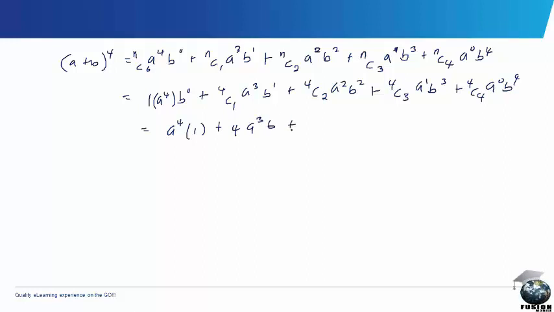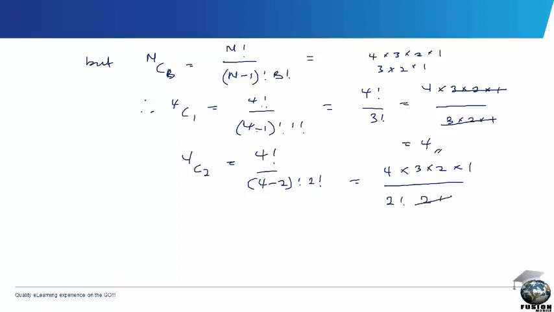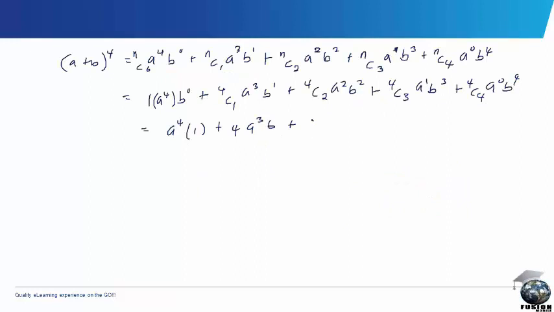Okay, so go back and do 4 combination 2. In combination 2 you have 4 factorial all over 4 minus 2 factorial and 2 factorial, and this gives us 4 times 3 times 2 times 1 all over 2 factorial, 2 factorial. 2 factorial can cancel from this point, and then you have 4 times 3 is 12 over 2. Okay, 12 divided by 2 gives us 6. And so we have that 4 combination 2 is 6, a squared b squared, plus 4 combination 3.